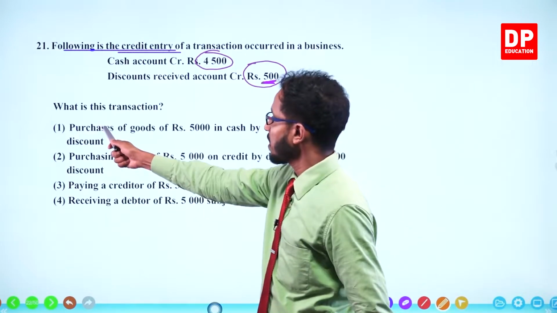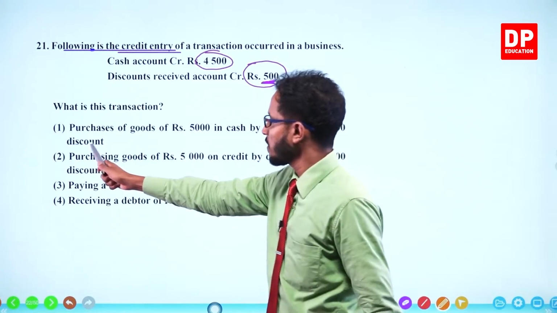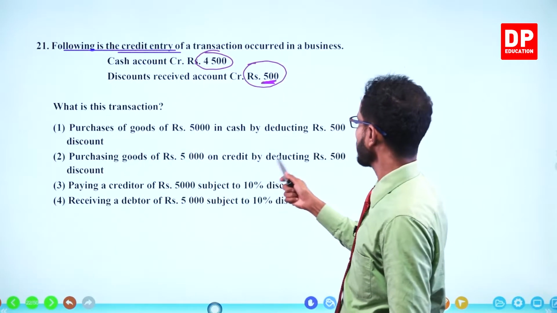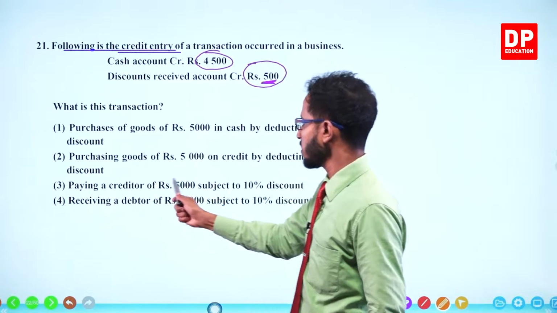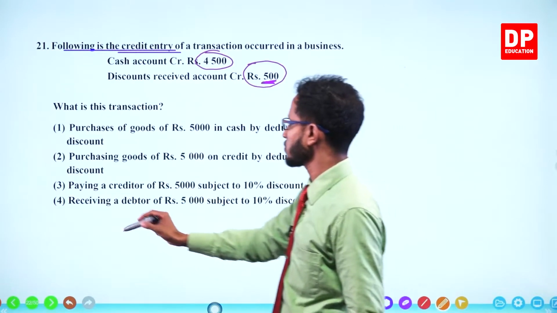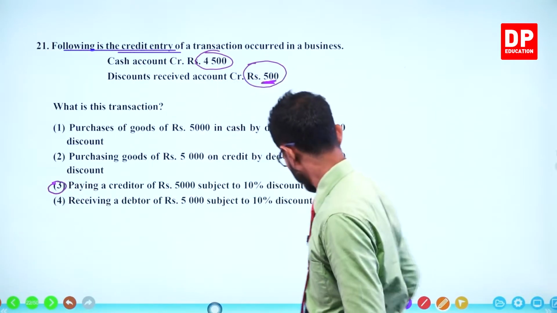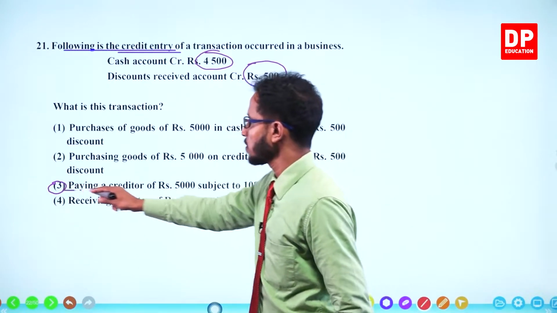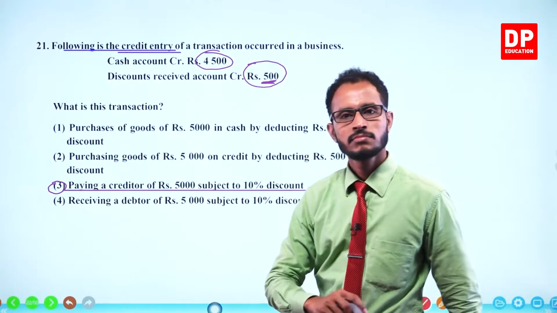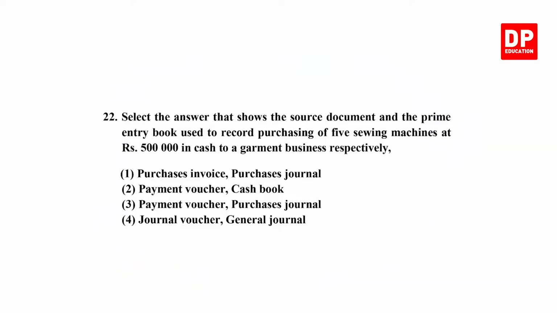Let's see. Purchase of goods? No. Purchasing goods 5,000 on credit? No. Paying a creditor of 5,000 subject to a 10% discount. Oh yeah, that's how you find out the answer.